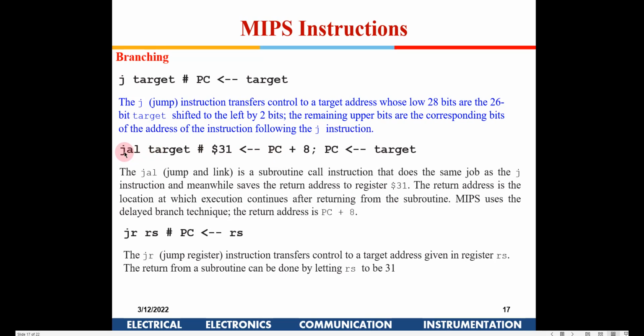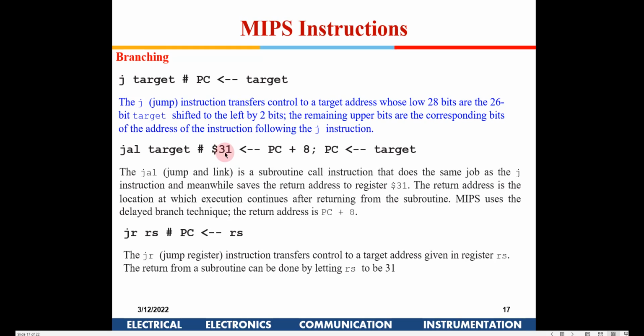So when I write JAL target, it will go to the target destination, but before that, the present value of the program counter is being executed, and the next instruction will be available at PC plus 8, so that data will be stored into register number 31. So whenever in the subroutine you encounter the statement of return, the program counter will be loaded with this data, which is there in register 31.